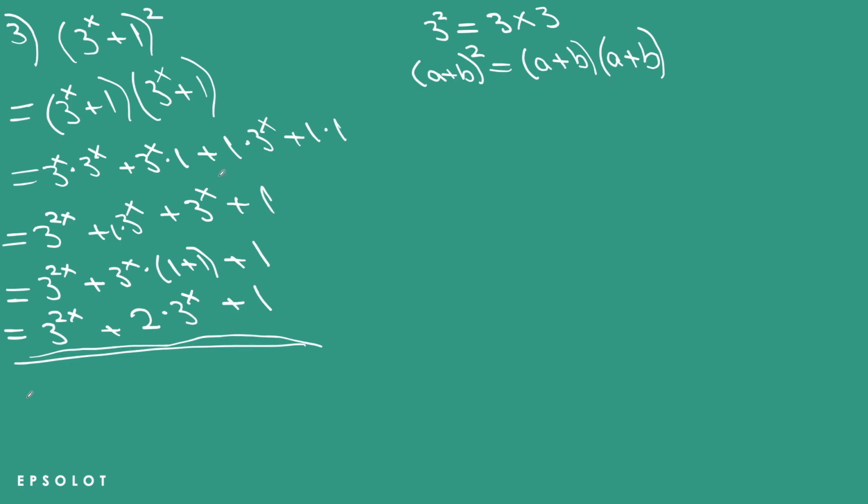So the main takeaway from this example, of course, is that if you have a bracketed expression raised to the power of 2, that means that expression will be multiplied with itself. But let's take the very last example.